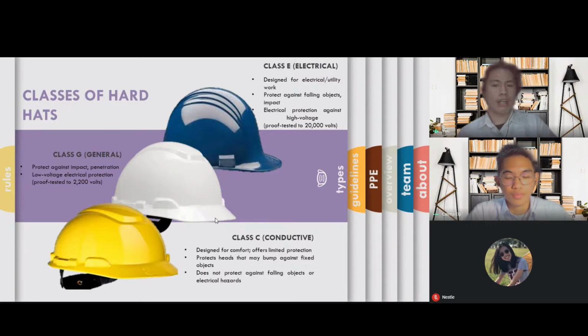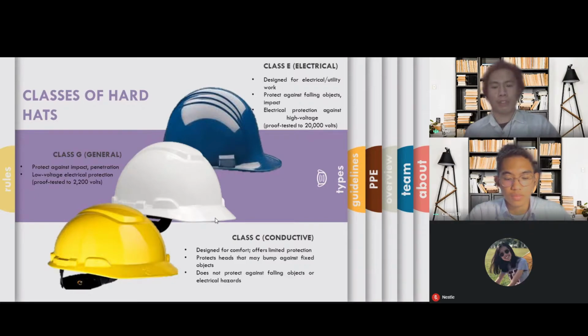Lastly, ang class C or conductive. Ang uncommon siya or bihira lang ginagamit itong klase ng hard hat. It brings comfort but offers limited protection to people who wears this type of hard hat. Hindi rin ito nagbibigay ng protection sa tao against falling objects and electrical hazards. So mostly for minimal use or sometimes comfort lang.